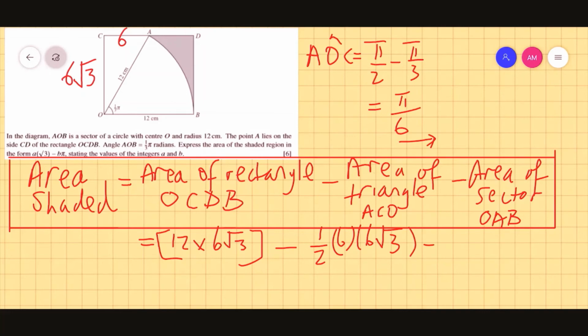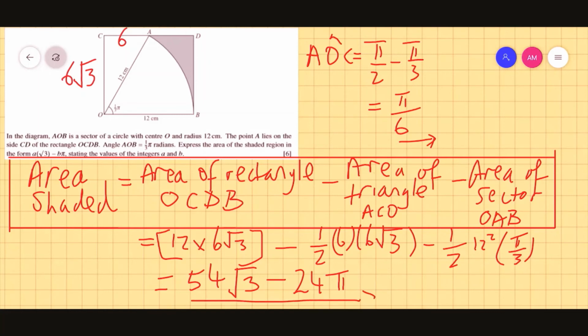Then I'm going to subtract half base, which is my 6 times 6 root 3 there, minus half r squared theta, so that's 12 squared, my theta is pi over 3, right? If you do that on your calculator, you get 54 root 3 minus 24 pi. Importantly, for this question, you need a strategy. We had a formula here. You need a strategy before you can execute your plan, and we calculated the missing sides first before we could actually put anything down.